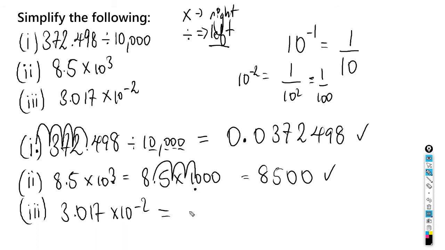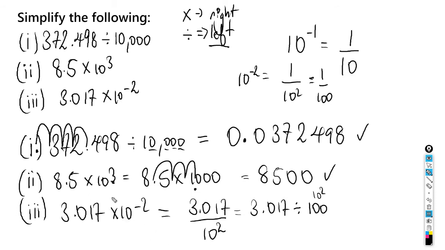So you're going to end up with 3.017 over 10 to the 2, right? So we really are dividing here. This is going to end up being the same thing as 3.017 divided by 100, right? Or 10 to the 2. So we're really dividing here. Even though we're multiplying, we're going to move this to the left because we really are dividing in this case.